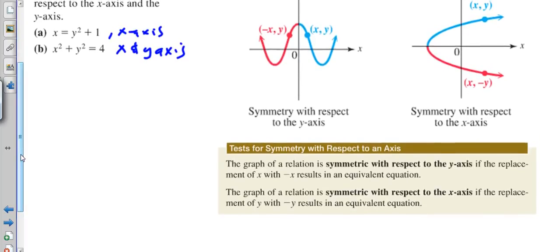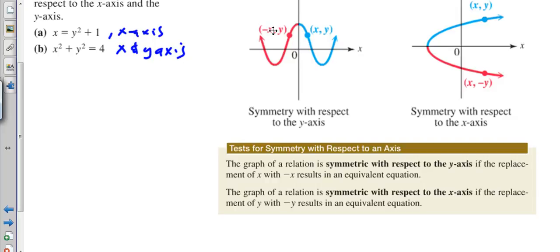So here are basically the two rules. The graph of a relation is symmetric with respect to the y-axis if the replacement of x with negative x results in an equivalent equation. Meaning I'm going to replace x with negative x, and if I get the exact same equation, then it must be symmetrical with respect to the y-axis. And that should make sense visually.